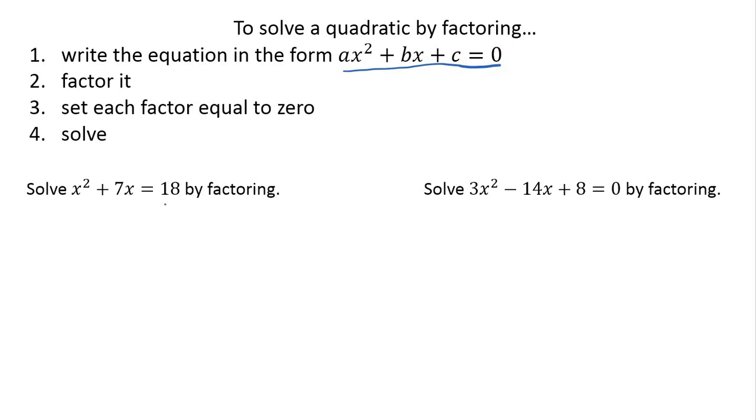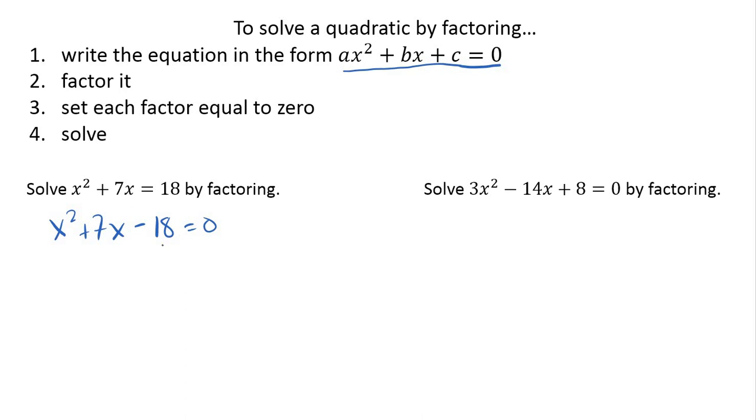x squared plus 7x equals 18. Notice that doesn't look like this, so I need to bring that 18 over. So I want to write it as x squared plus 7x minus 18 equals 0. Sorry, that's bugging me. Let me just clean that up real quick. So x squared plus 7x minus 18 equals 0. Now we want to factor from there.